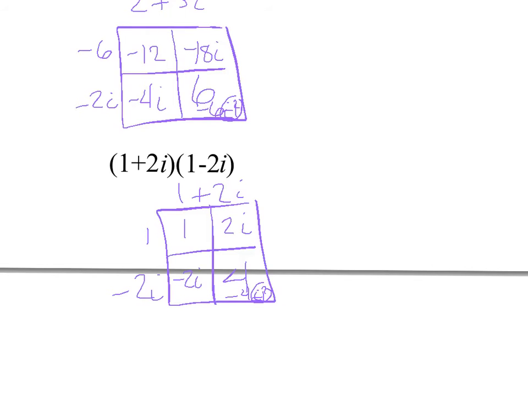So then to figure out our answer, we add the real parts, and we get 1 plus 4 is 5. And then when we look at our imaginary parts, we get 2i and negative 2i. Those cancel out once again, and so my only answer is 5. And so you'll notice last time we got 45, and this time we get 5.